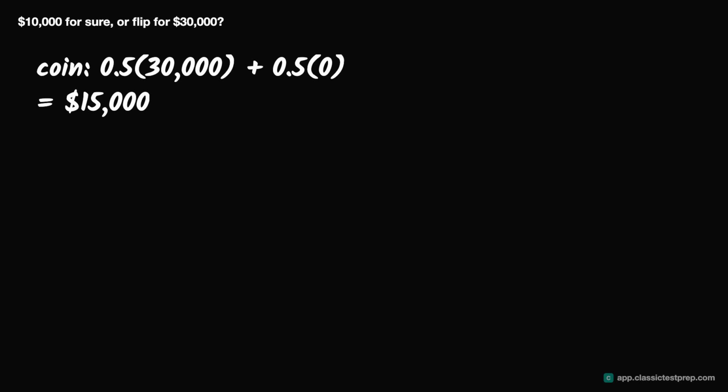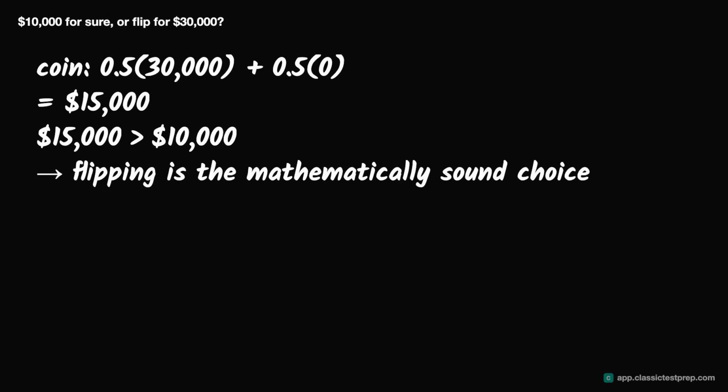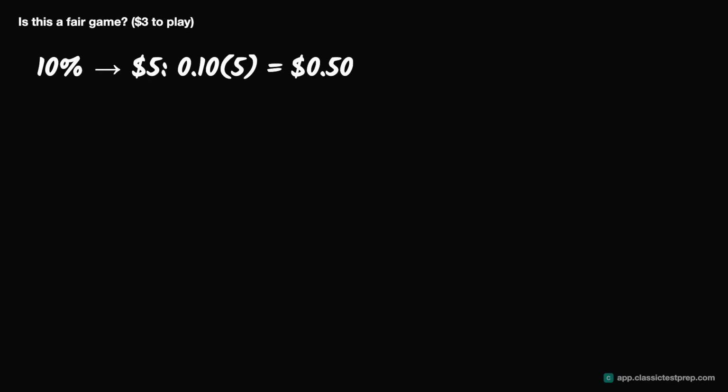Well, 50% chance of getting $30,000, that's $15,000, plus 50% chance of getting $0, that's $0. So the expected value of the coin flip is $15,000. The expected value of the $10,000 is, of course, just $10,000. So you wouldn't just be greedy to flip the coin and try to get the $30,000. It would actually be a mathematically sound decision because the expected value of the coin flip is higher than taking the $10,000.